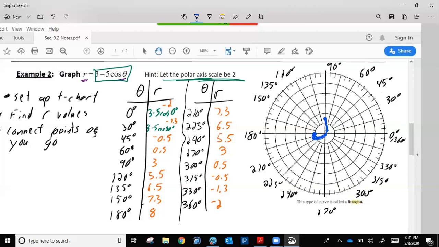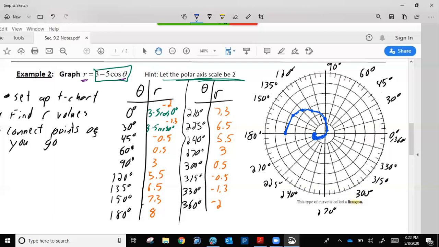120 gets you to 5.5. So 120 angle, 2, 4, not quite to 6, 5.5. Connect that. 135 is 6.5. So 135, 2, 4, 6, a little bit beyond 6. Connect. 150 gets us out to 7.3. So not quite to 8. And then 180 is 8. So 2, 4, 6, 8 on our fourth ring is a radius of 8. Connect. That's halfway around.